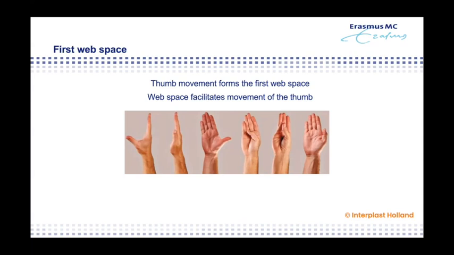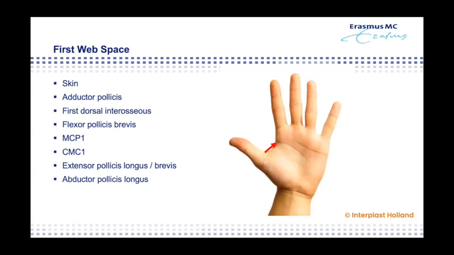I've got an example. If you look at the thumb, the movement of the thumb forms the first web space, but on the other hand, the web space facilitates the movement of the thumb. So if you take into account what is necessary to have a good first web space, it's the skin, you need the adductor, you need the first dorsal interosseous, and everything that is mentioned. You need that to have a proper function of your first thumb.